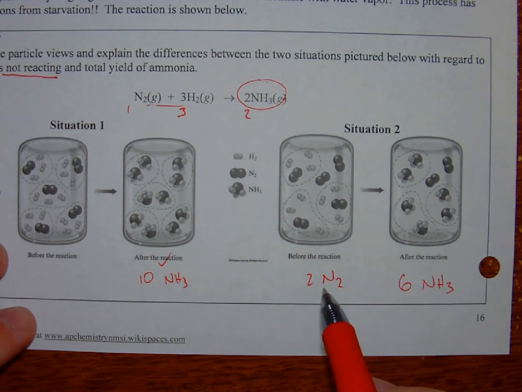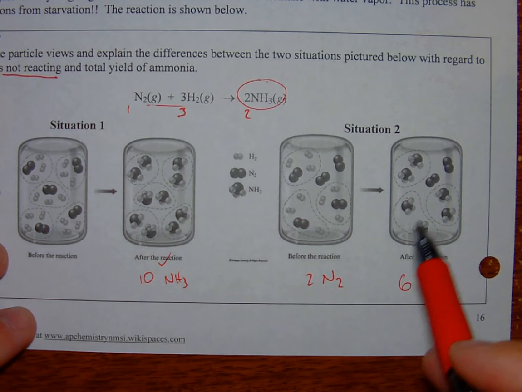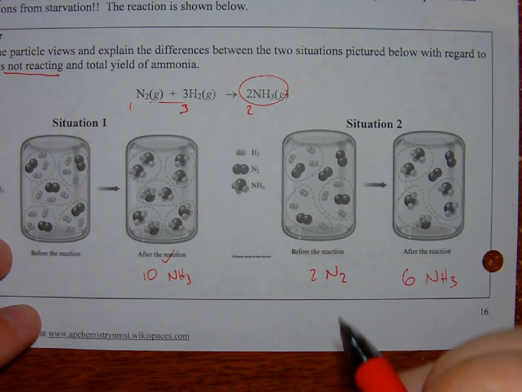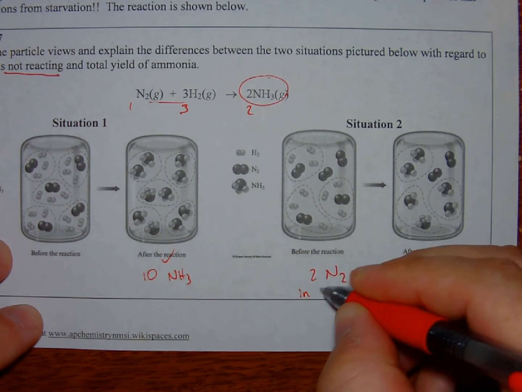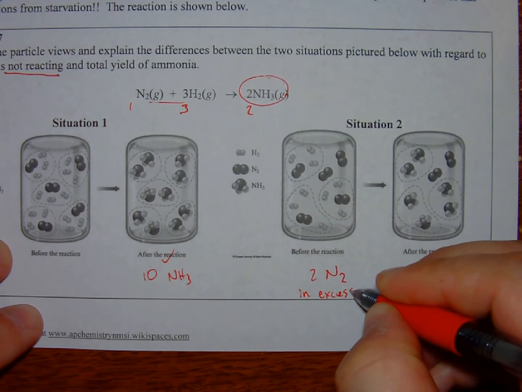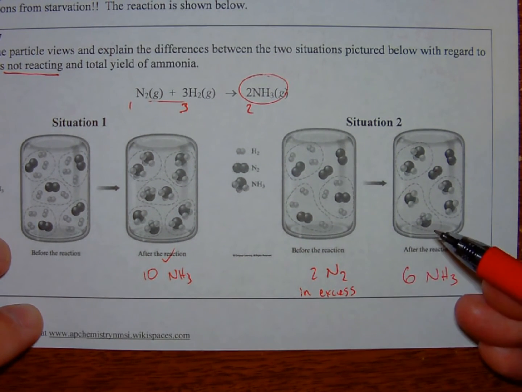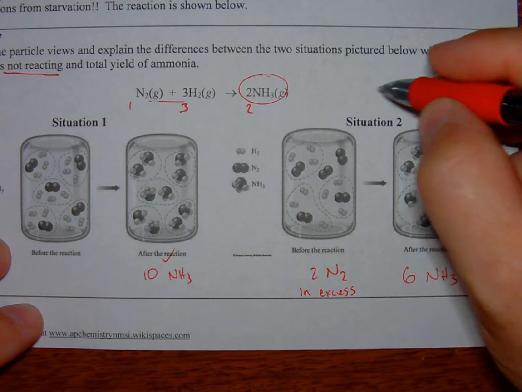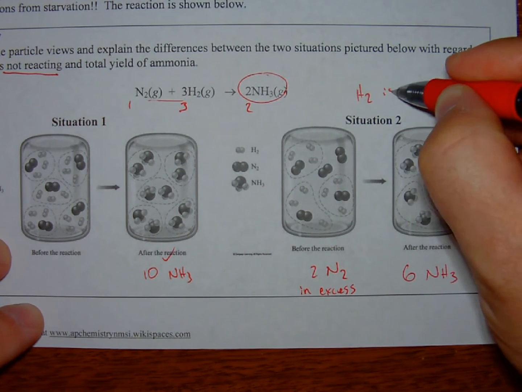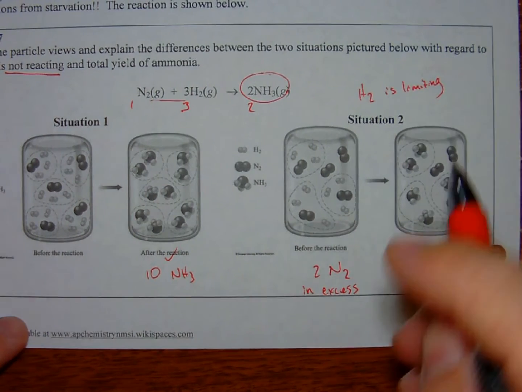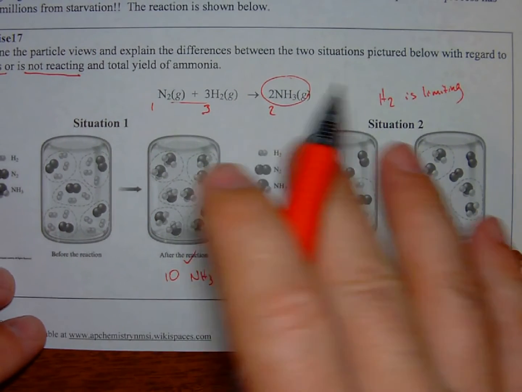But over here, notice that we have 2 nitrogens left over. 2 nitrogens left over. So this means that the nitrogen is in excess. So if the nitrogen was in excess, which species was limiting? The H2 is limiting. Now, the reason that this exercise is here is not because this is difficult.